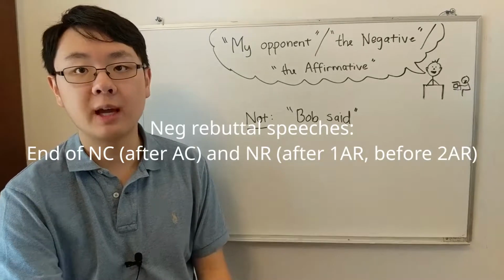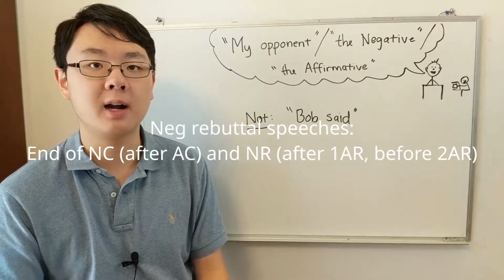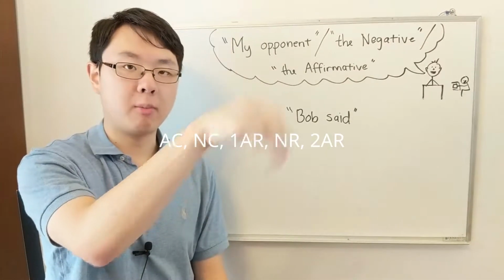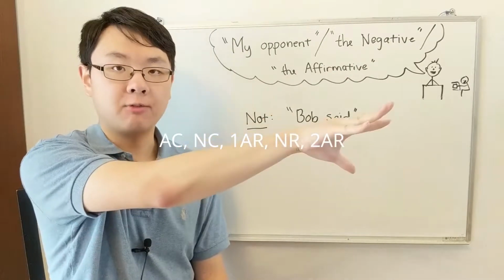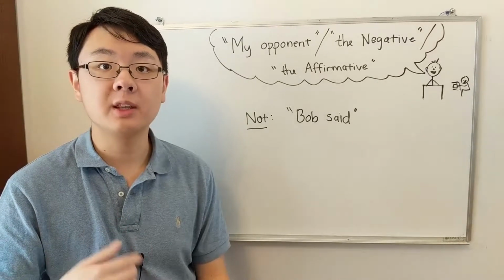Then the neg also gets an NR speech, a negative rebuttal speech, after the 1AR and in between the 2AR. So it's AF case, neg case with neg rebuttal, first affirmative rebuttal, negative rebuttal, second affirmative rebuttal, end the round. So those rebuttal speeches are where you're going to be using these skills.